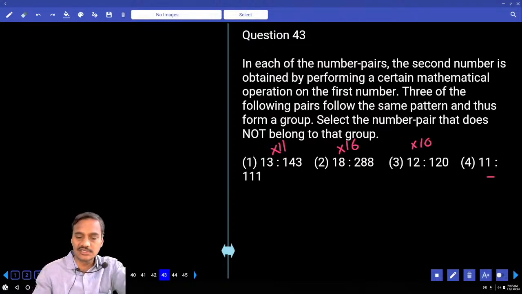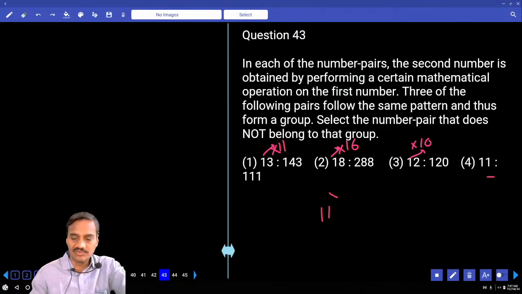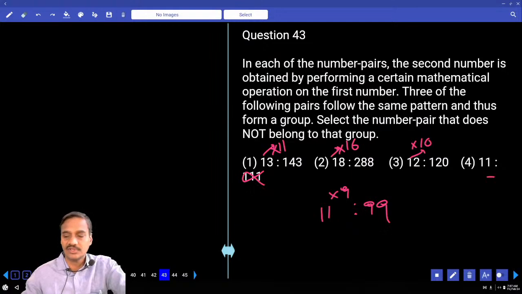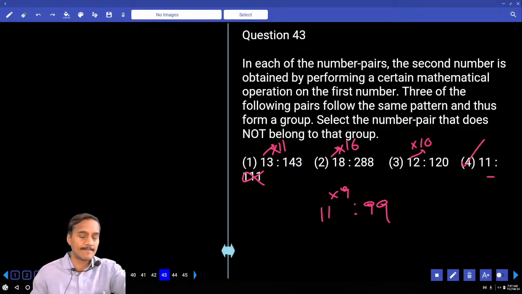Now 13, 13 minus 2 is 11. 18 minus 2 is 16. 12 minus 2 is 10. For 11, what should the correct number be? 11 minus 2, 9. Now this 11 must be multiplied with 9. 11 and 99 should be the correct number. And in the place of 99 is given 111, and that is the odd one, 43.